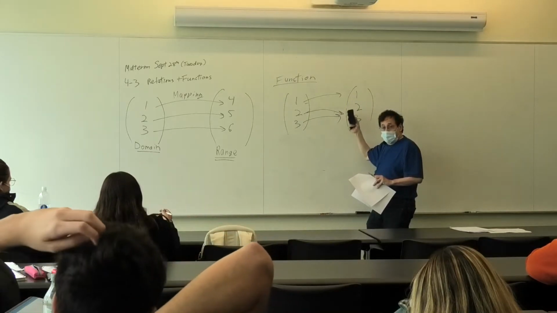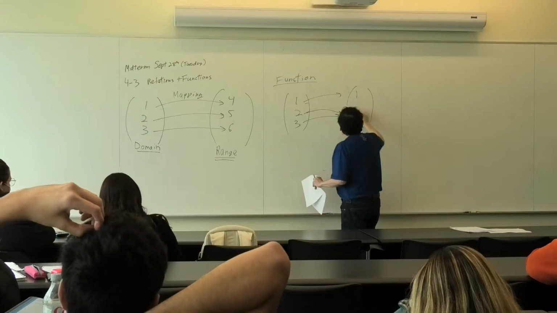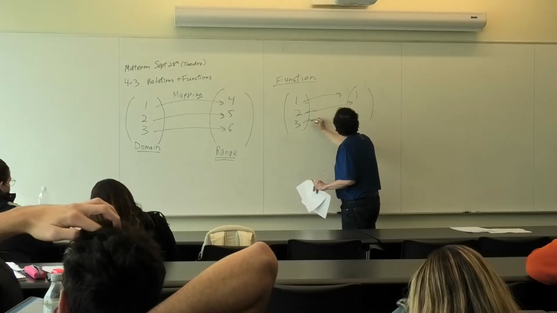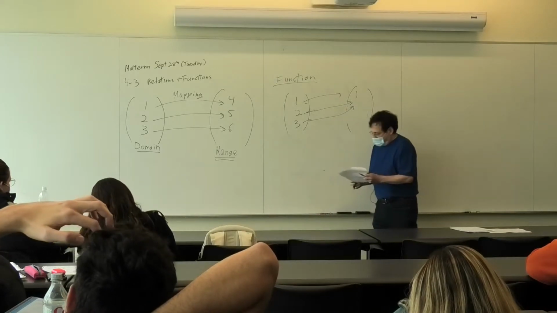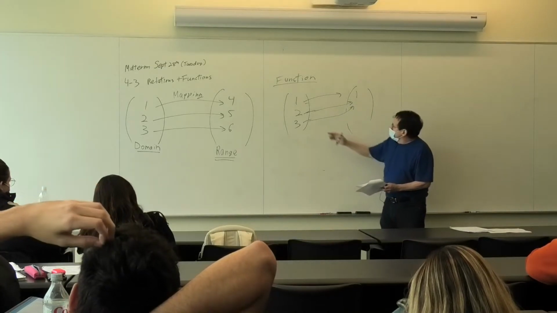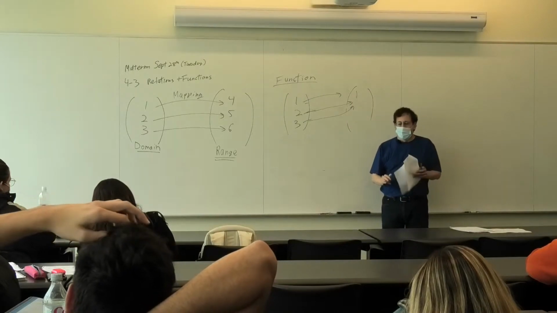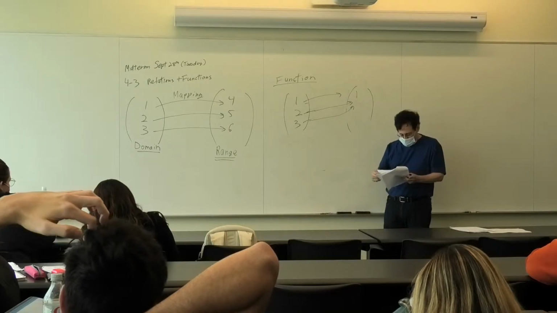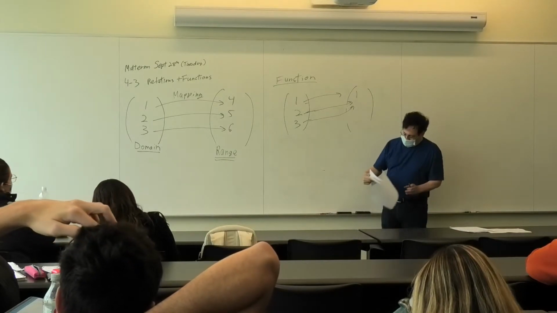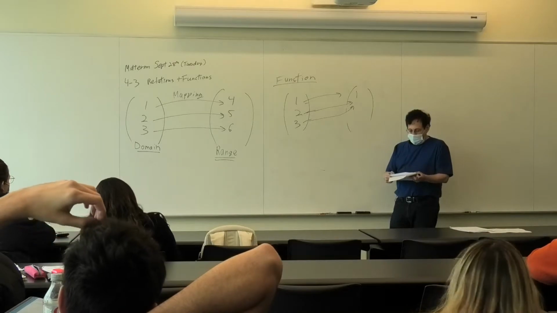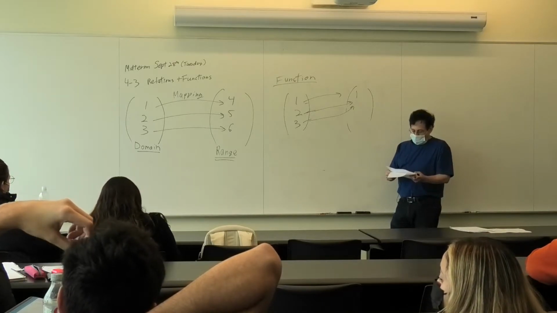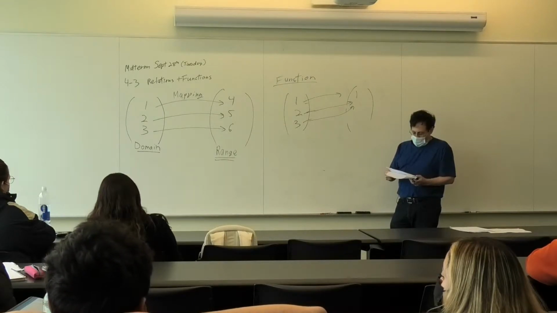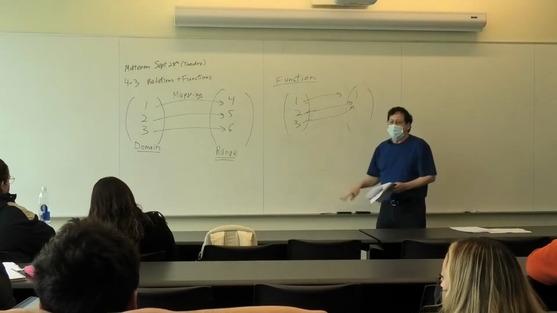Now, they can all go to the same element. There's nothing wrong with this. This is still a function. 1, 2, and 3 go to 1. That's fine. All right. Okay, so that's one way to think of a function.